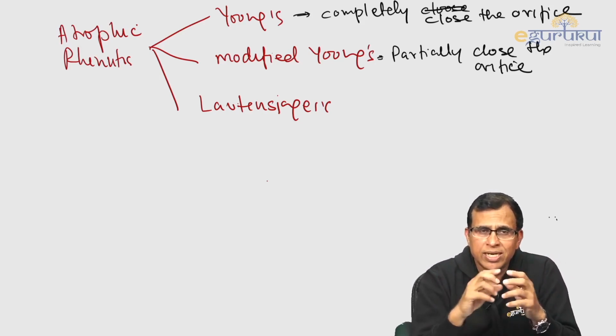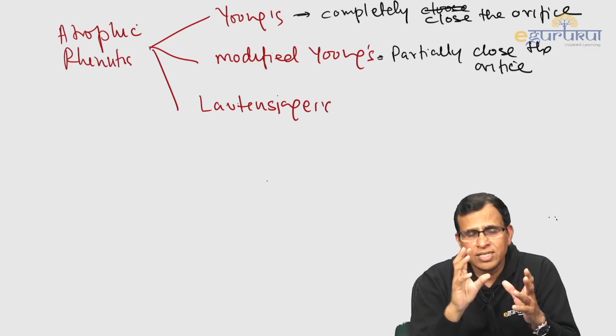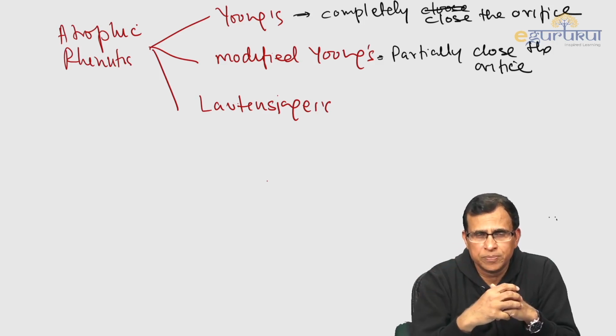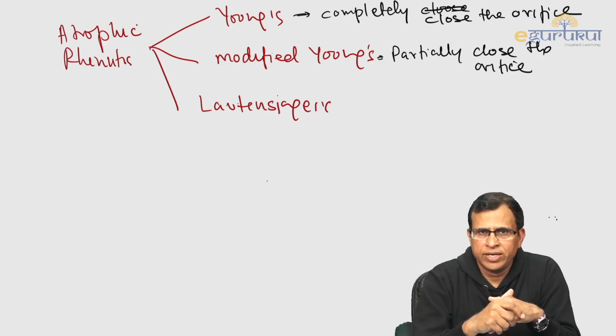So, what we do is, one side, at least one side, you can do both sides also, but at least on one side you keep a gap, partially close the orifice, so that the patient continues to breathe through that small space, and this becomes modified Young's operation.